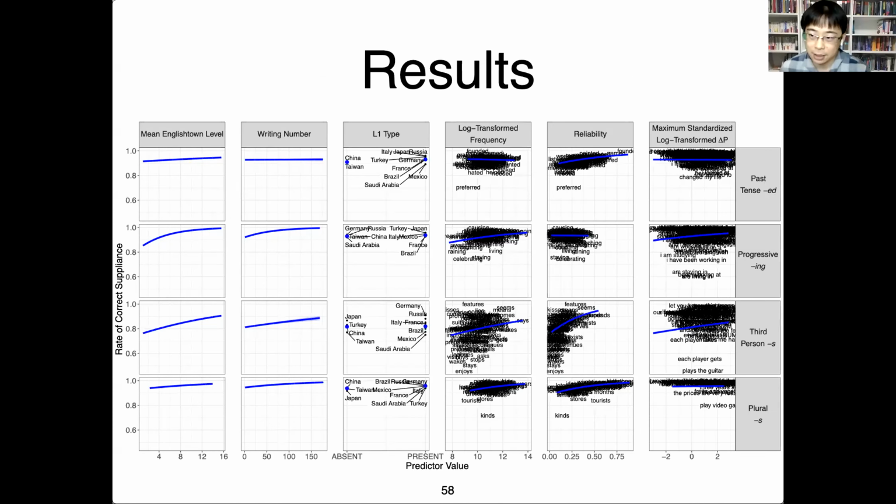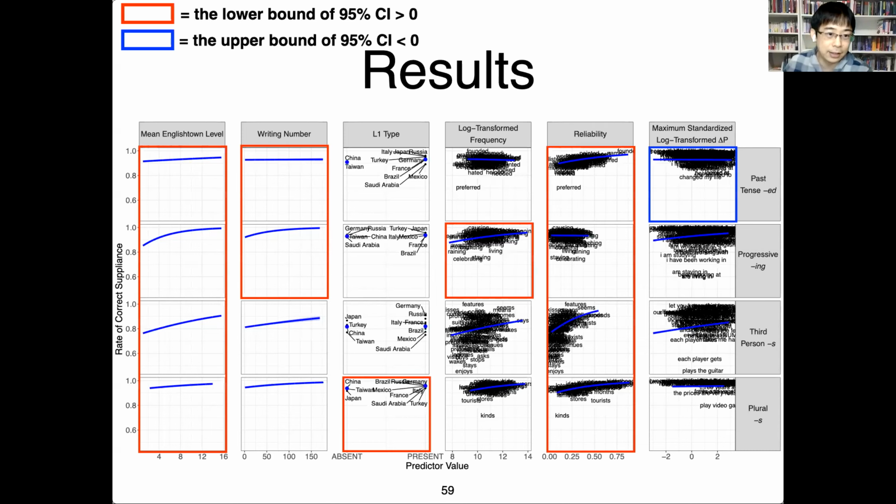Here are the results. These are the parameters where the 95% credible intervals did not include zero. So we can see proficiency, which is the leftmost column, is positively associated with accuracy in all of these morphemes, and past tense, progressive -ing, plural -s, and writing number are associated with accuracy in the first two morphemes as well.